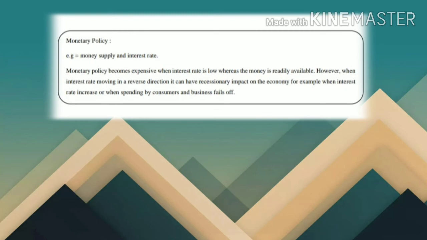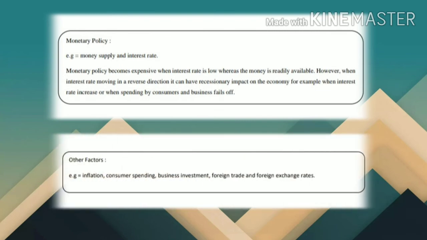Monetary policy, for example, money supply and interest rate. Money becomes cheap when interest rate is low, whereas the money is readily available. However, when interest rate moves in the reverse direction, it can have a recessionary impact on the economy, for example, when interest rate increases or when spending by consumers and business falls off. Other factors, for example, inflation, consumer spending, business investment, foreign trade, and foreign exchange rates.